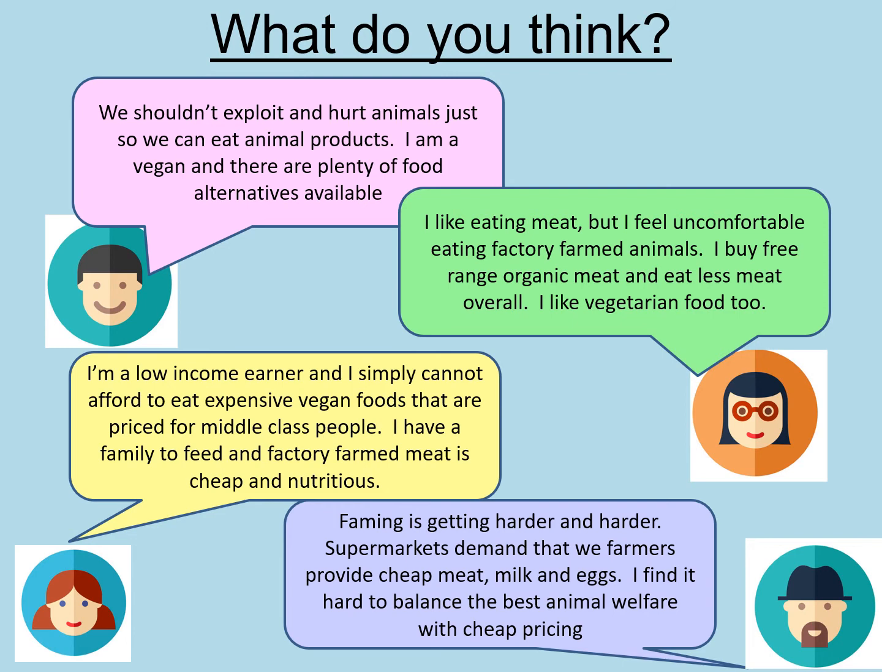And lastly, the person in the bottom right is a farmer. Farming is getting harder and harder. Supermarkets demand that we farmers provide cheap meat, milk and eggs. I find it hard to balance the best animal welfare with cheap pricing.